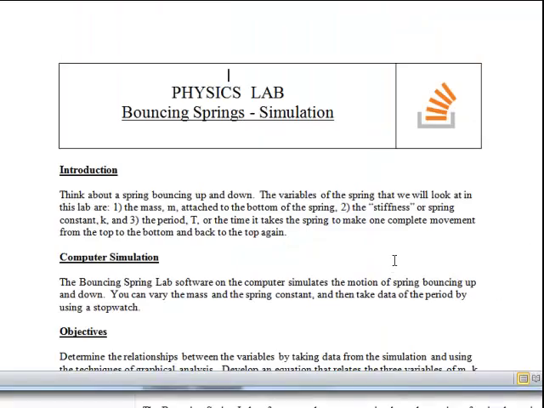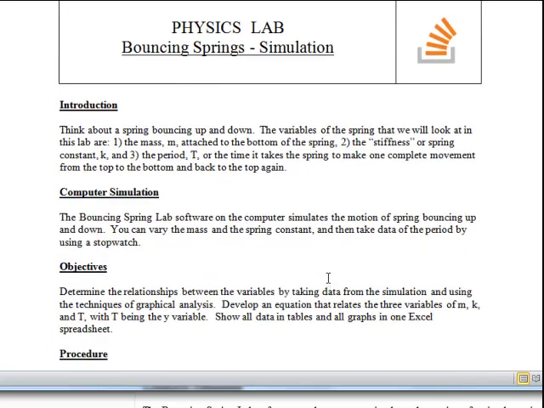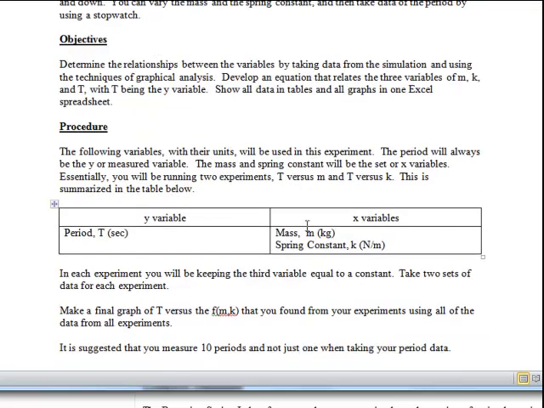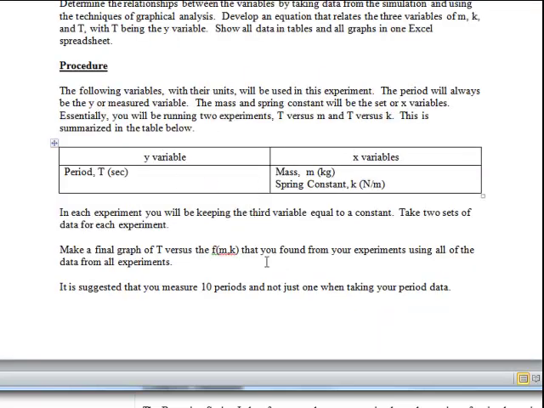Of course, there is a lab handout for the students, which has an introduction, talks about the computer simulation, the objectives, the procedure. The students will have to make their own data tables and do their calculations using Excel.